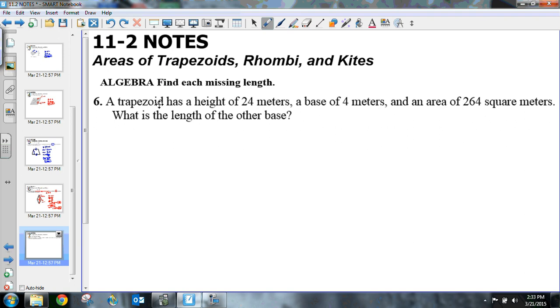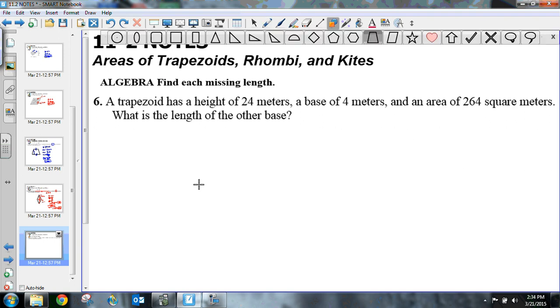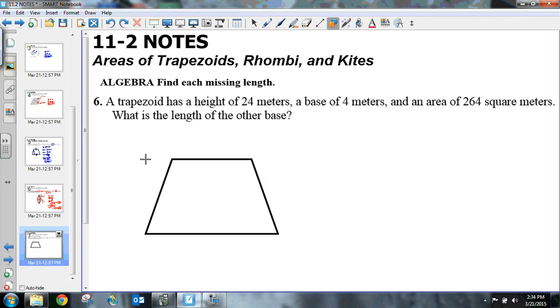Okay, a trapezoid has a height of 24 meters and a base of 4 meters, an area of 264. What is the length of the other base? So let's draw a generic trapezoid here. And we just kind of want to use this to help us fill in what we need to find our missing variable here. So this is my height. Okay, it makes a right angle. I'm going to call this b sub 1, call this b sub 2.